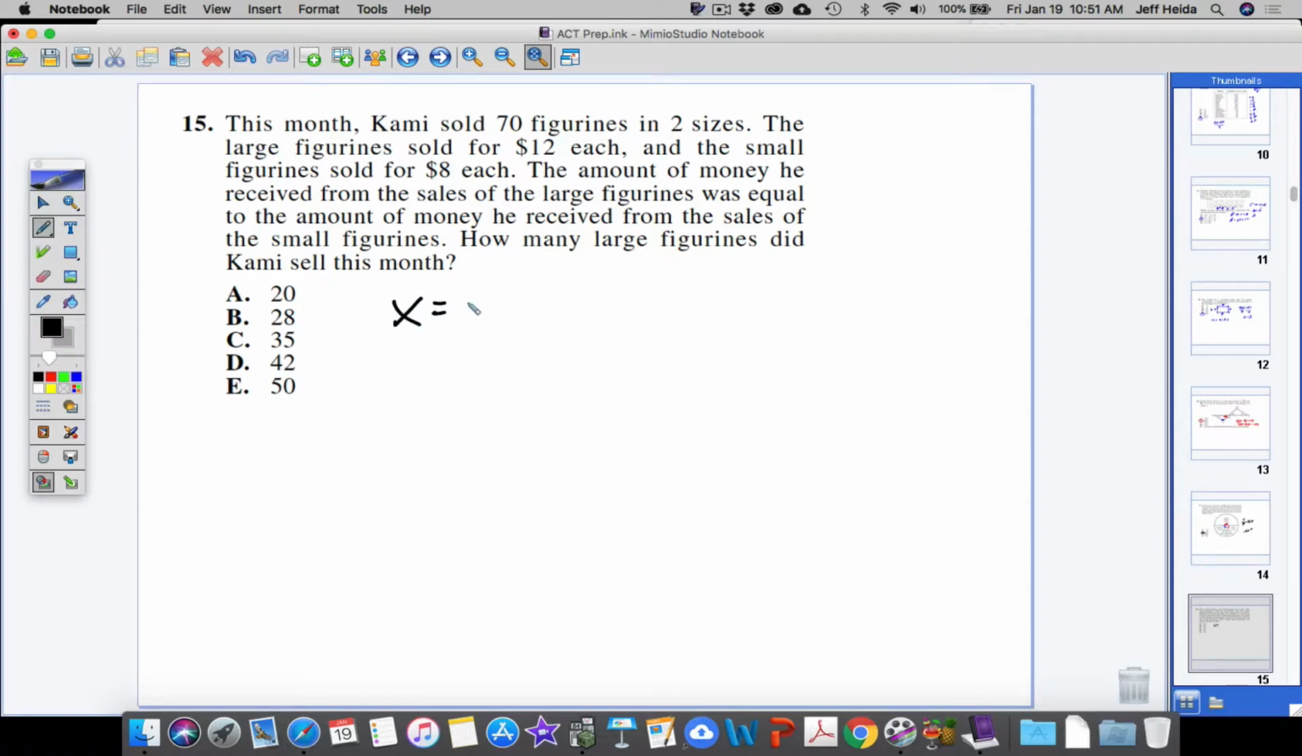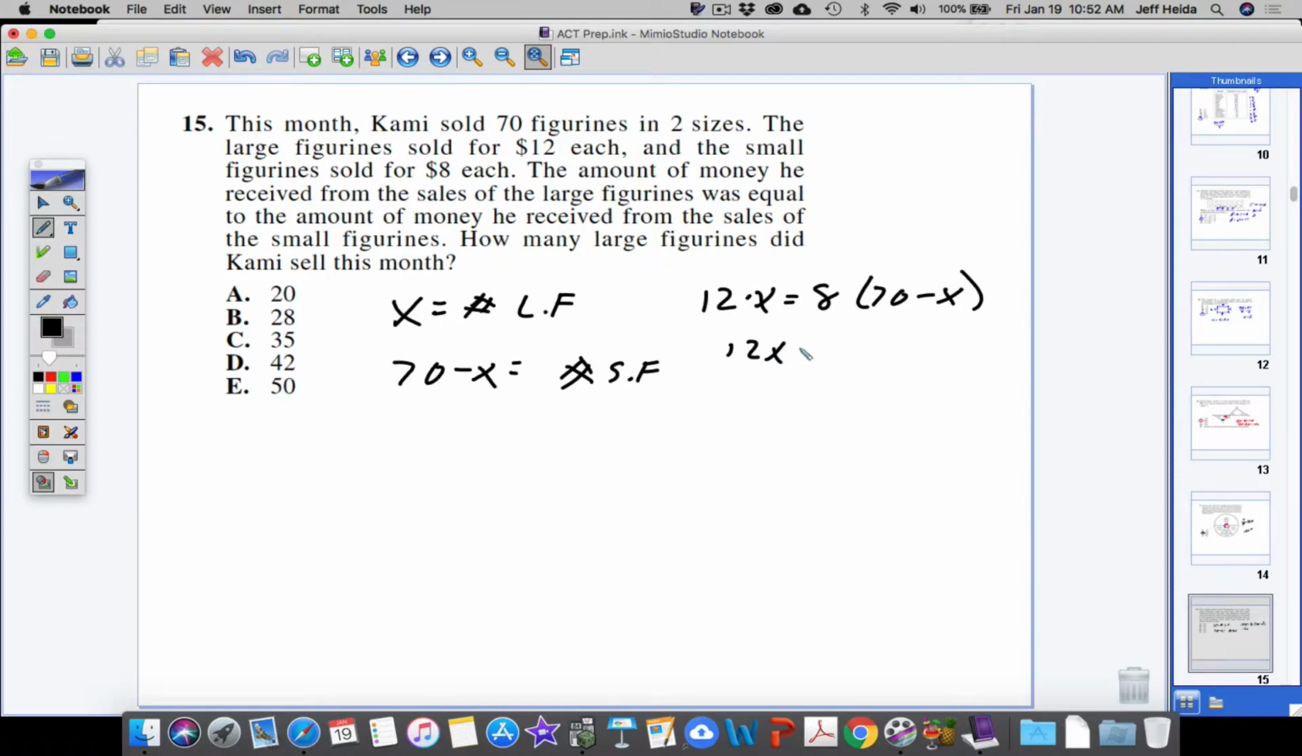So x is going to be the number of large figurines. 70 minus x is going to be the number of small figurines. Now the money made was the same, so $12 times x has to equal $8 times 70 minus x.